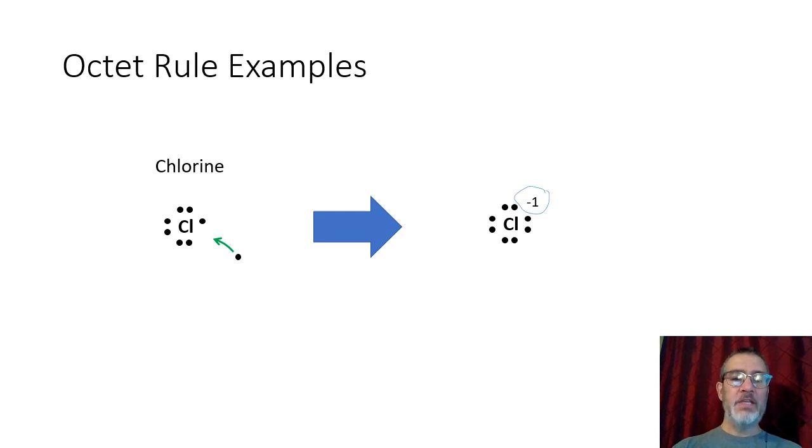Because this was a neutral chlorine atom with 7 valence electrons, and if we added 1 more electron, then all of a sudden we have a -1 charge. So adding an electron gives me a negative charge because electrons are negative. But now chlorine has satisfied the octet rule and it has a charge of -1.